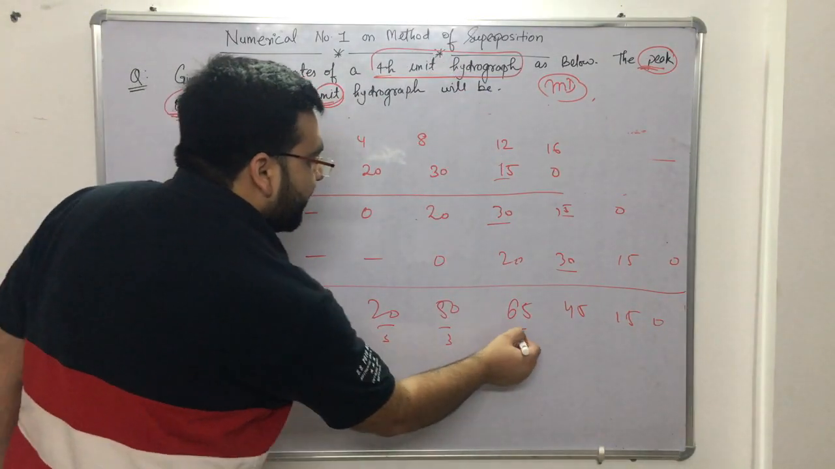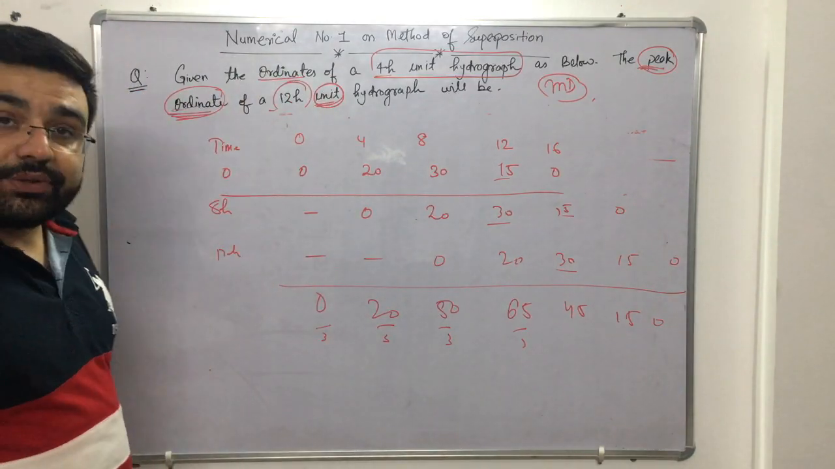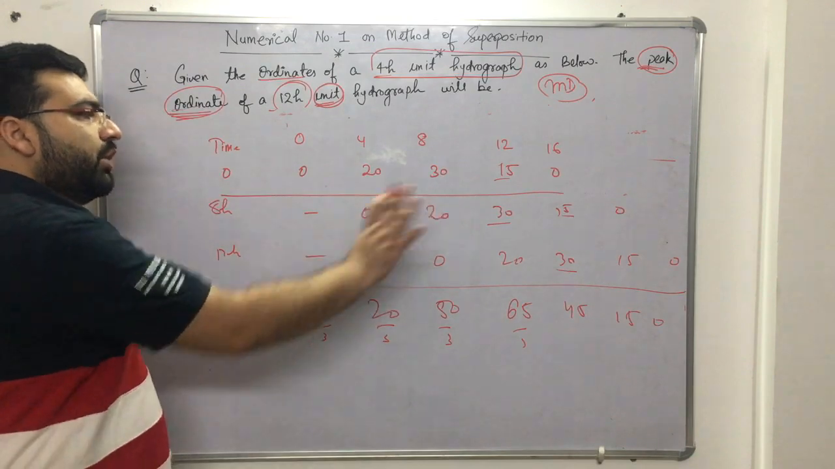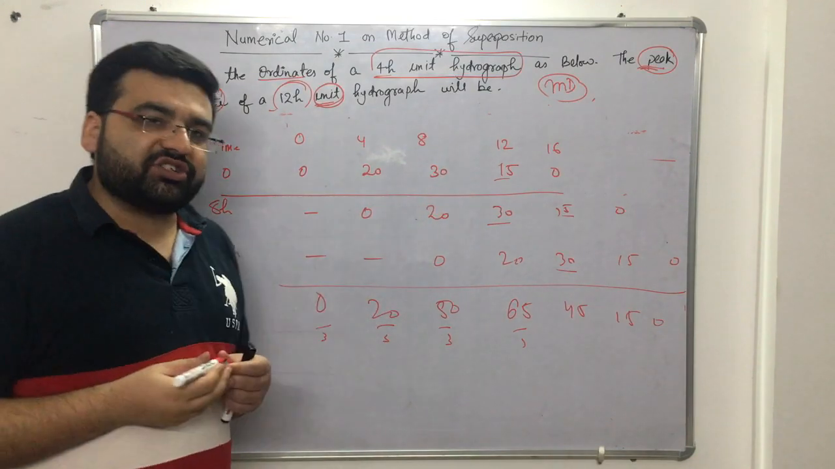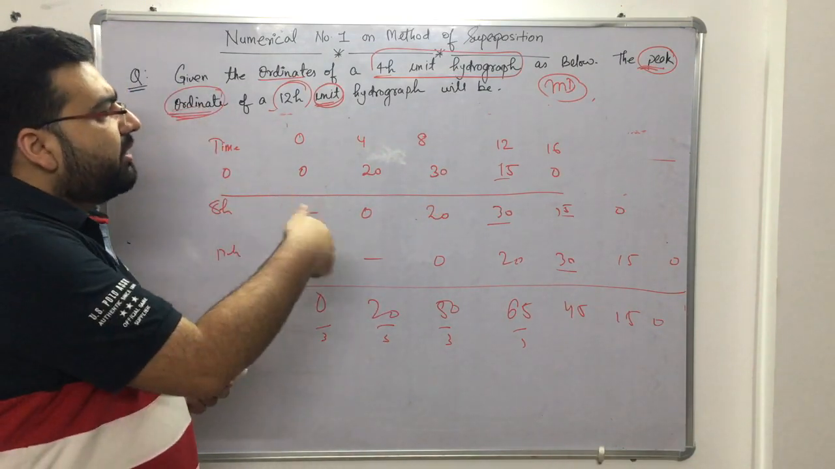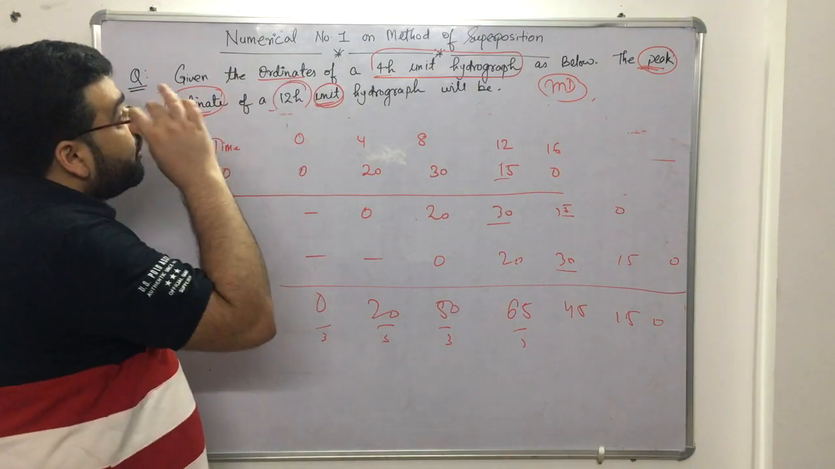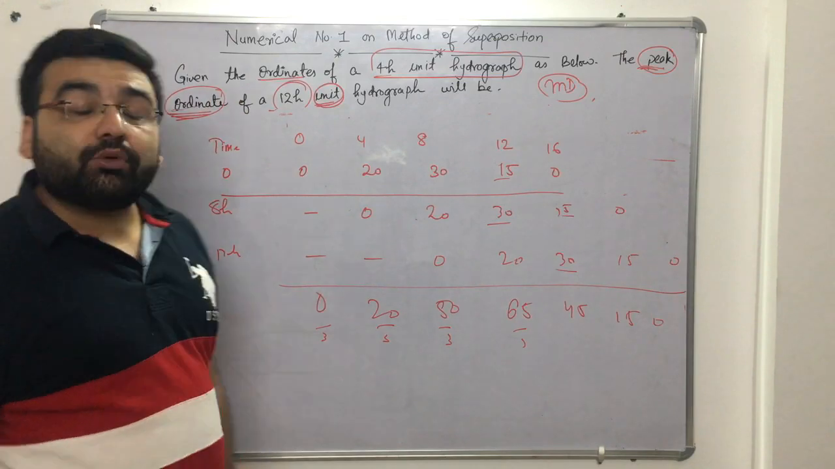It will be a very simple, very short process. You will get the answer. No need to make the table and so on. If you know the concept, you can easily do this question in hardly 2 to 3 steps. And these questions generally come for 2 marks, not 1 mark. Clear? So I hope you have understood how to solve numericals on the method of superposition.